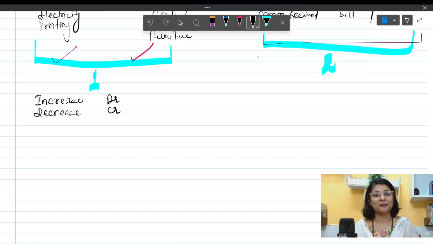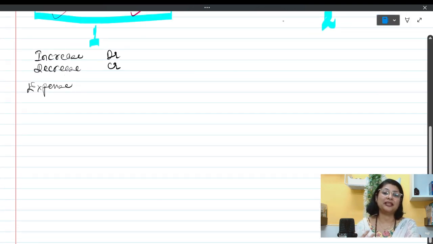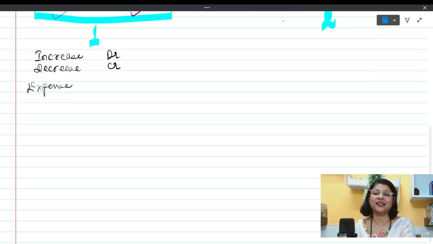So the first group, which consists of my asset and expenses, the rule is increase is debited and decrease is credited. Means if expense is increasing, means we have to pay salary, or we have to pay the wages, carriage inward, carriage outward, any other kind of expense, the expense account will be debited. So expense increasing will be debited. Similarly, if we have purchased any asset like plant, machinery, building, etc., it will be debited.